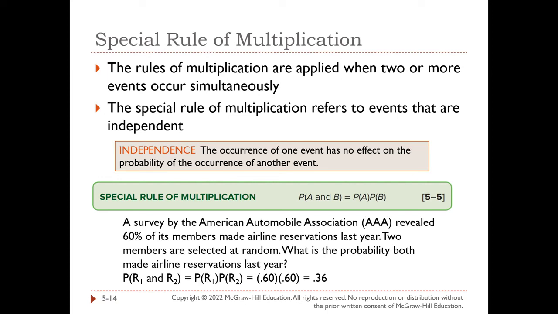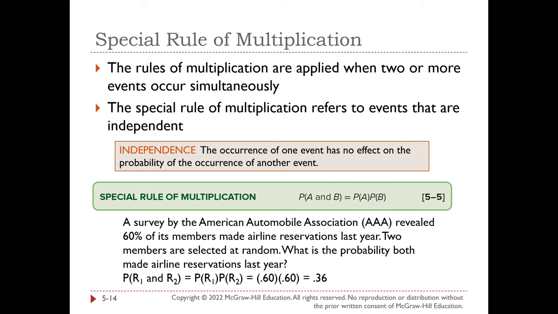Basically, the occurrence of one event has no effect on the probability of the occurrence of another event. Joint probability is the likelihood that two or more events will happen at the same time. In the AAA example, the events are independent because whether a member made an airline reservation or not has no effect on whether another member made an airline reservation. Unless they use Yelp or something else.